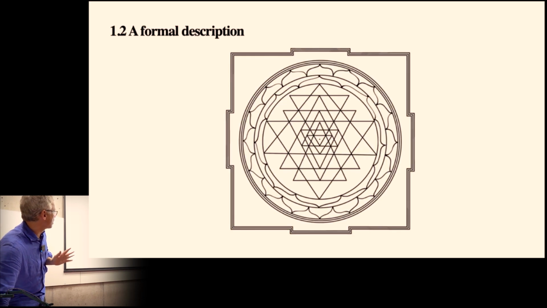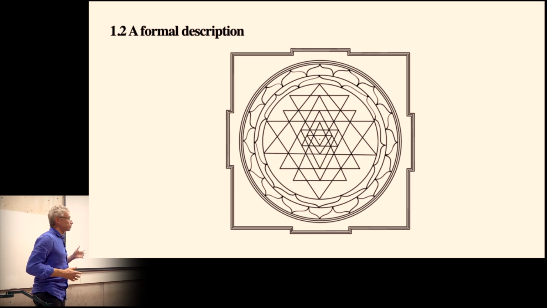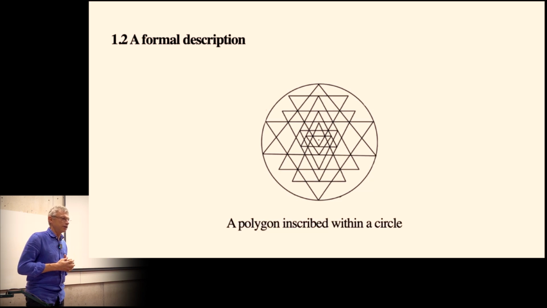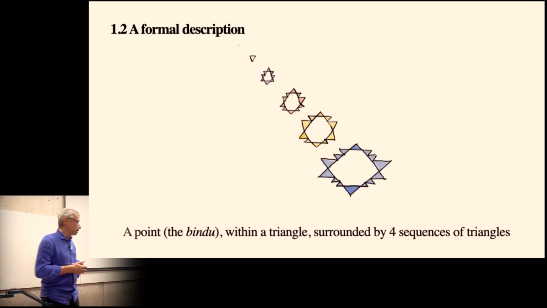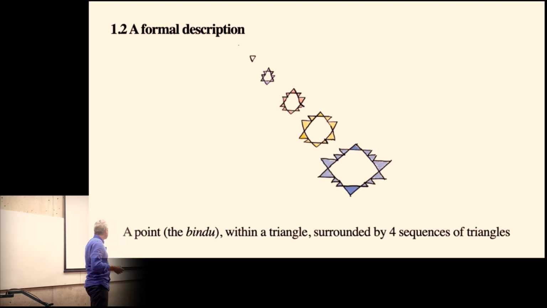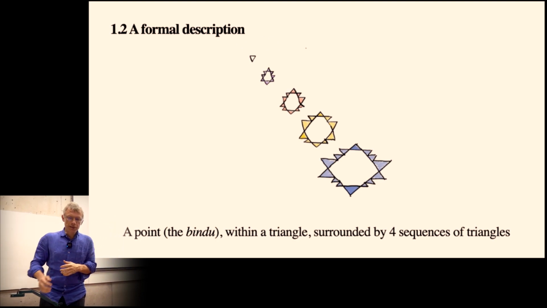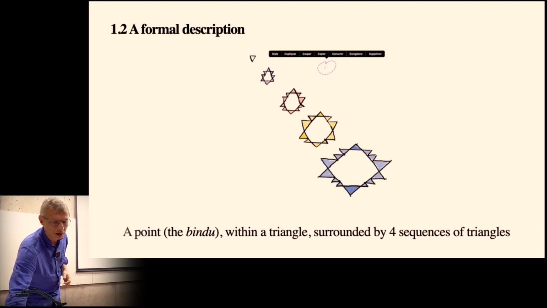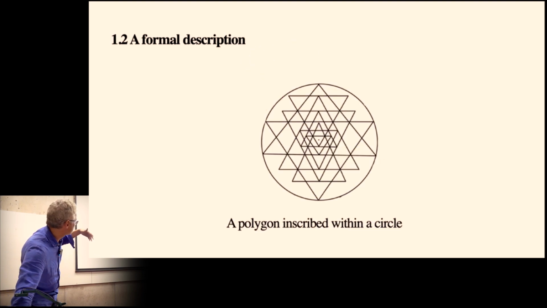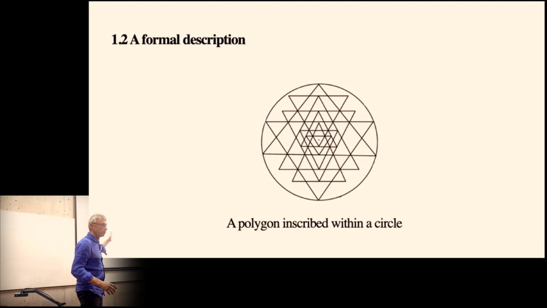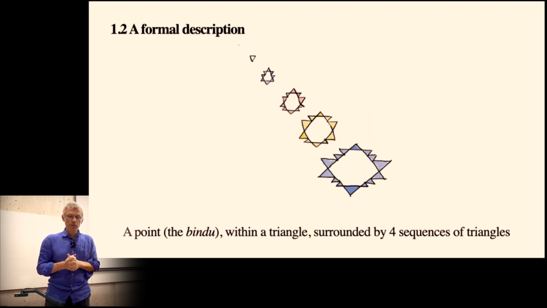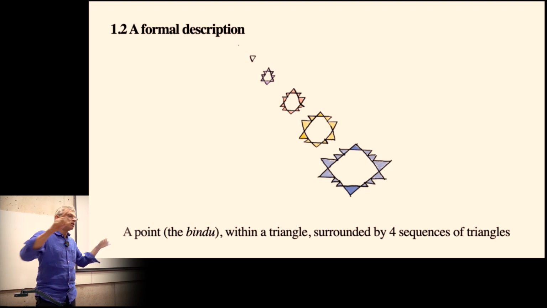Okay, so let's try and understand what it is. And we look at it first. Of course, it is a complex structure. It starts with a square that surrounds it. The square is a thing called the Bhupura. It represents the earth, then a triple circle, then 16 petals of lotus, and then 8 petals of lotus. But now we're interested in what happens in the middle of this symbol, which is a circle, which is circumscribed around the polygon.